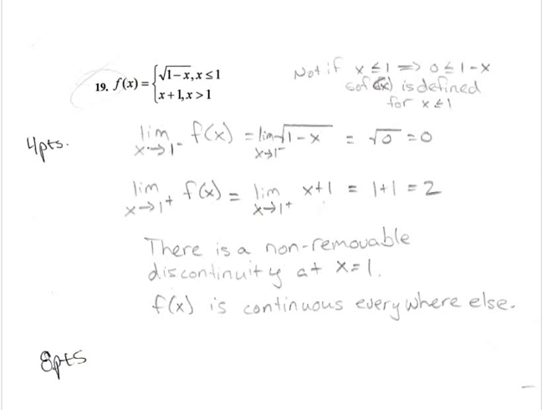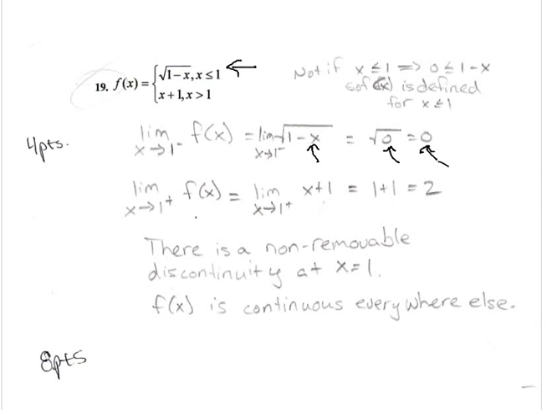Well, let's try to find the limit as x goes to 1 on the left and the right, and see whether or not they're equal. And as it turns out, they are not. If I want to find the limit as x goes to 1 on the left of f of x, I would use the top function. It's equal to the limit as x goes to 1 on the left of the square root of 1 minus x, which we can evaluate using direct substitution. So it's the square root of 1 minus 1, which is the square root of 0, which is 0.